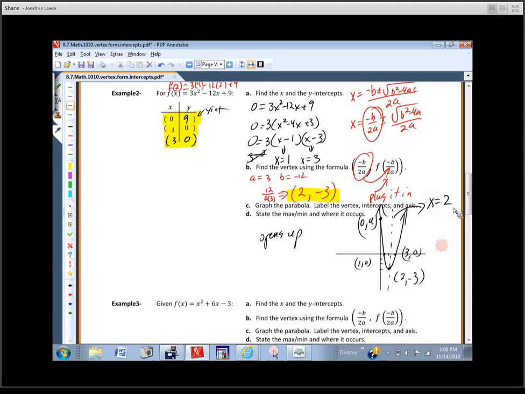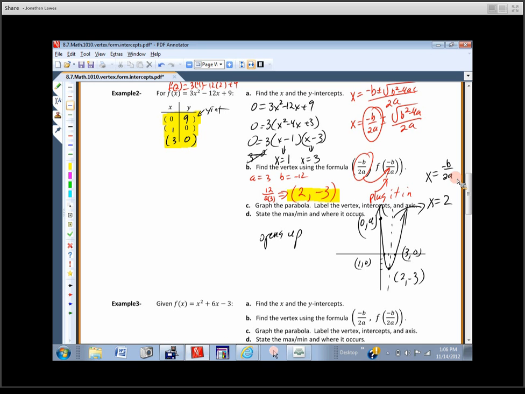By the way, if 2 is the x-coordinate of the vertex, if negative b over 2a is the x-coordinate of the vertex, then wouldn't the axis of symmetry also be negative b over 2a? It would. So there's a quick way to find the axis of symmetry. Are there any questions?